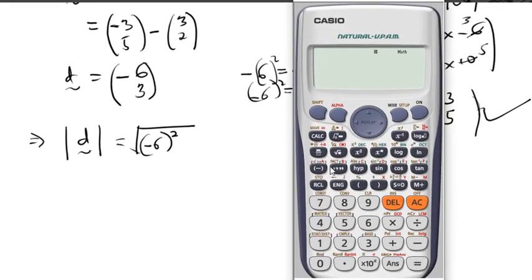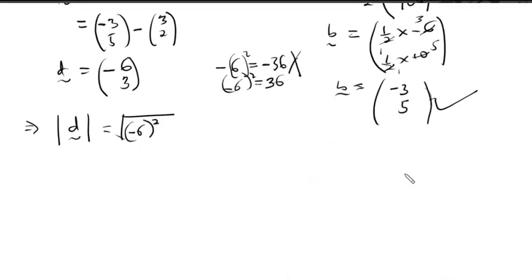If you type negative 6 and square it without a bracket, you get negative 36, which is wrong. That is not what you wanted from the calculator. You were actually squaring negative 6. So to get a correct answer, you have to put the negative 6 in brackets. Negative 6 squared, you press equal and you get 36. So this should be the correct thing here.